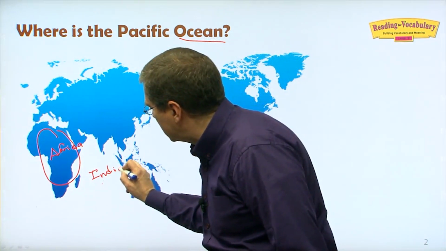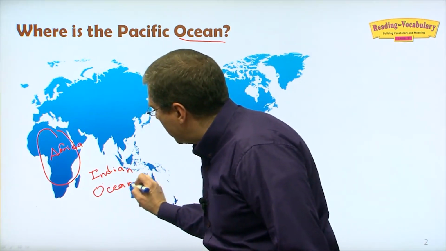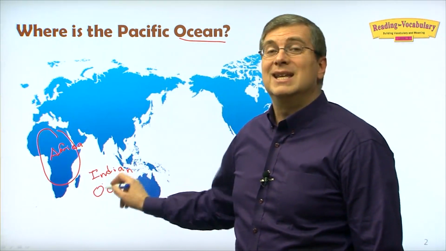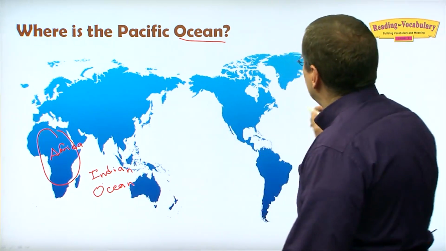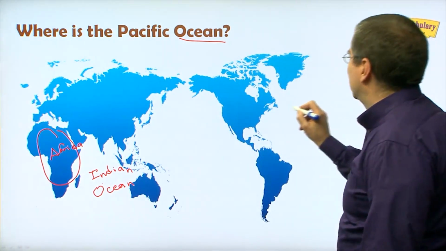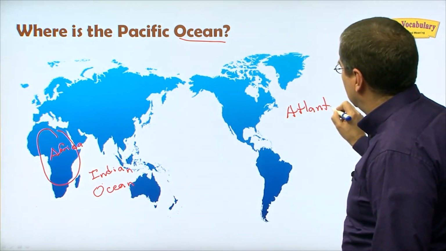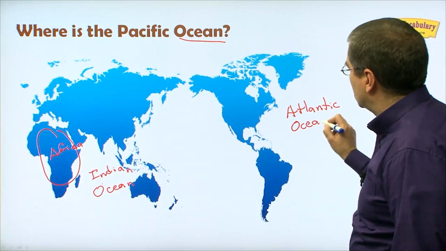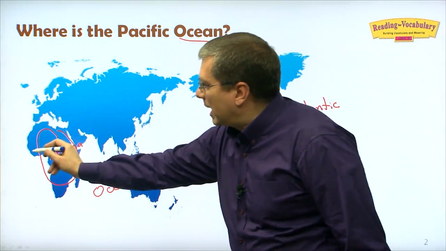This is the Indian Ocean. Okay, that's a large body of water, but it's not the Pacific Ocean, right? It's the Indian Ocean. So I'm sorry, the Pacific Ocean is over here, right? What? No, it's not? Okay, this is the Atlantic Ocean. The Atlantic Ocean is between the Americas and Europe and Africa.